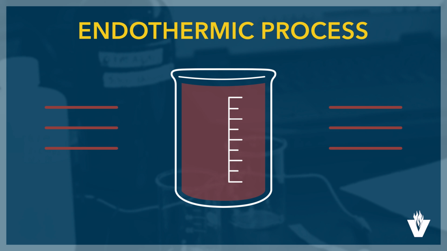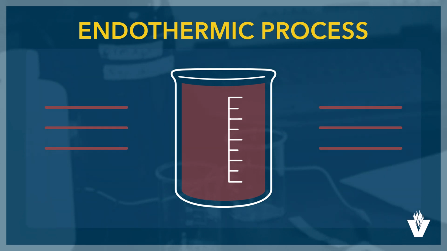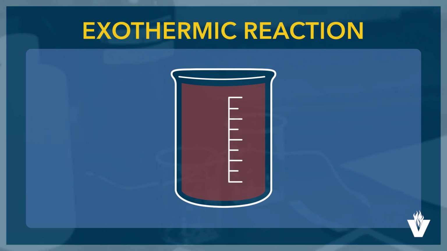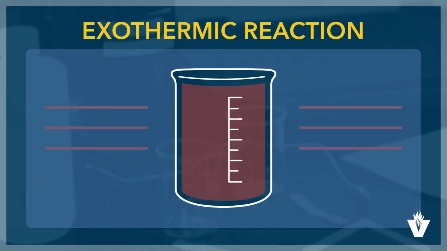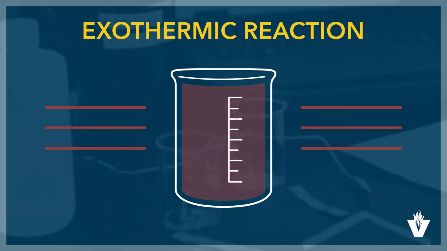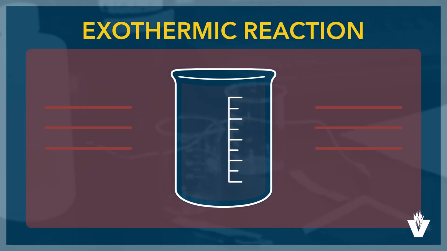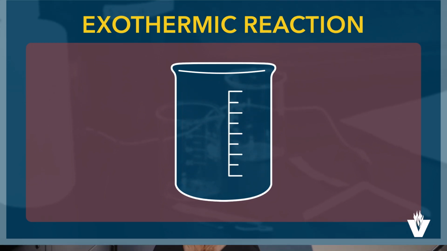In an endothermic process, the system takes heat from the surroundings, and so the temperature of the surroundings decreases, or gets cold. A chemical reaction is exothermic if the heat is released by the system into the surroundings. Because the surroundings are getting heat from the system, the temperature of the surroundings increases. The surroundings are everything that is not the reactants or products.